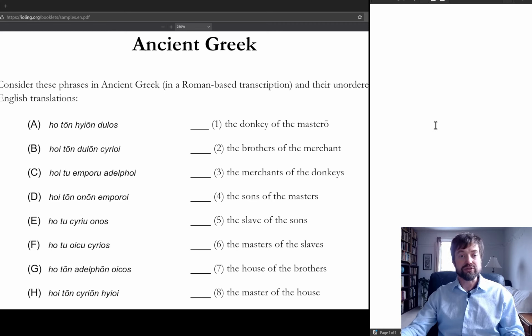puzzle in any language. So here you can see the puzzle is asking for a matching. We have 8 phrases in ancient Greek, helpfully transcribed into Roman or English letters. Although it would be the same procedure if they were written in Greek letters, it wouldn't be too much more difficult. And then we have 8 phrases in English.